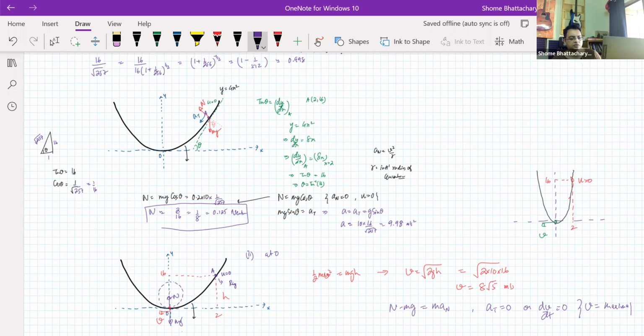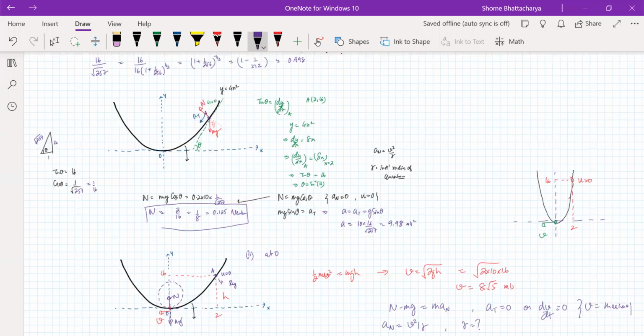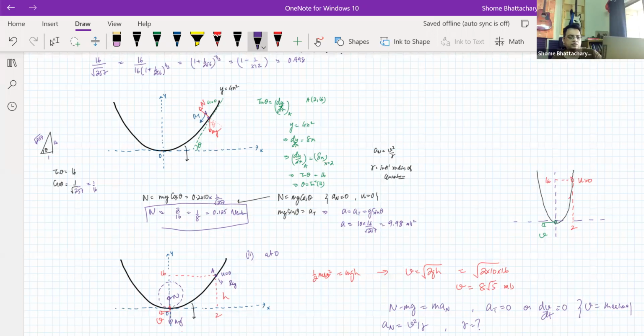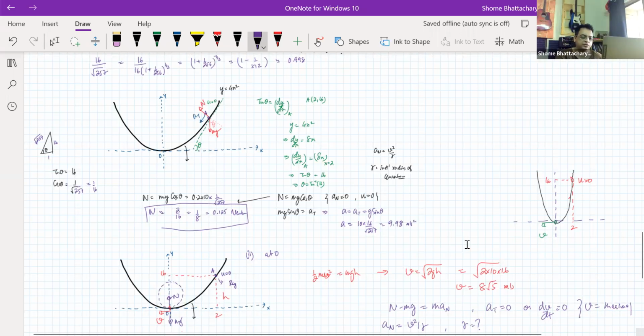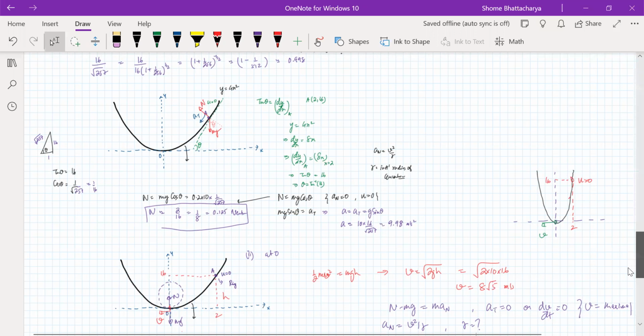So dynamically also, okay. Now to find N, we have to find the normal acceleration. Now the normal acceleration will be how much? It will be v square by r. Now v we have already found out, okay. But r we have to find out using what? The geometry of the problem, using the second derivative method, remember? Instantaneous radius of curvature formula. So what was the formula? 1 plus dy by dx, the whole square, to the power 3 by 2, divided by mod of the second derivative.